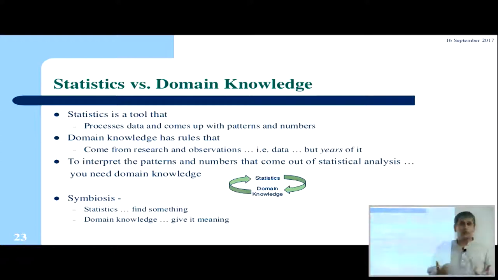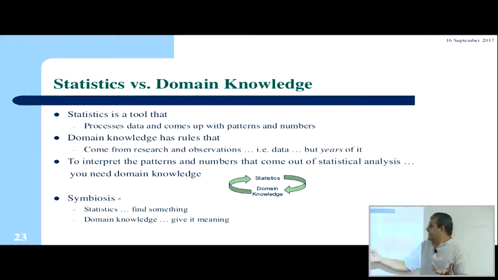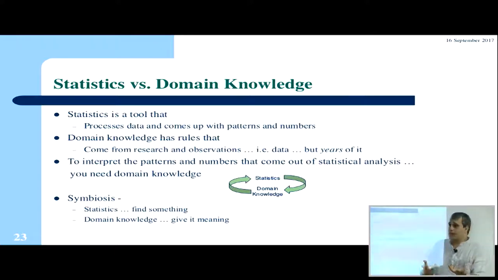Whereas domain knowledge has rules or interpretations that come from research and observation, that is data, which is fine, we don't disagree. But it has taken hundreds of years, so many centuries of work, to come up with grammars of languages: Sanskrit, Marathi, we don't have too many for Marathi, but French, English, etcetera. Statistics comes up with patterns and numbers, it doesn't understand anything, so you need domain knowledge to interpret them. And the rules built into domain knowledge come out of data and observations, since it's a scientific study of language.